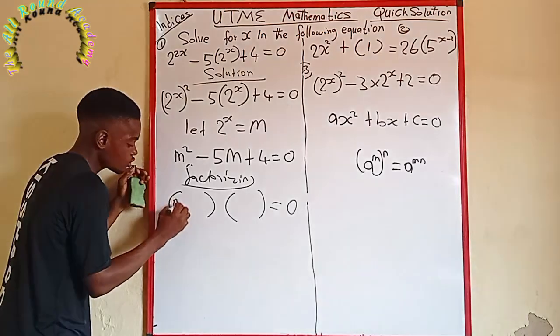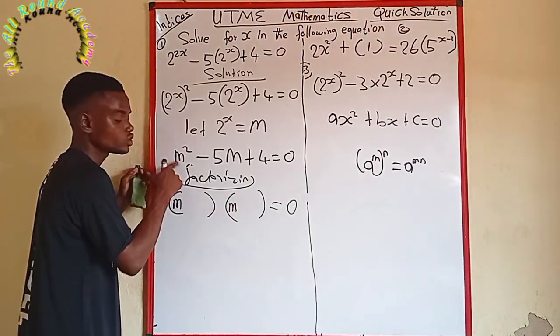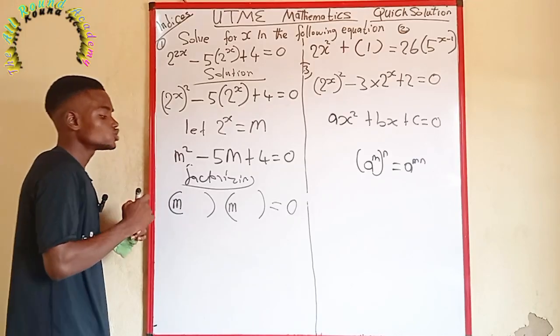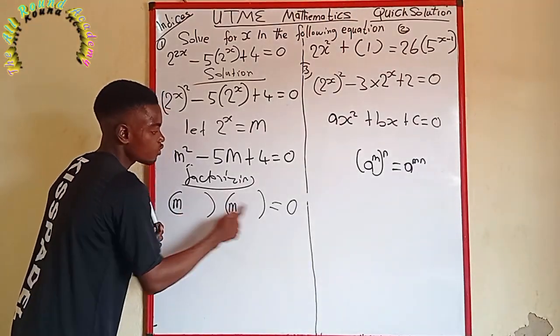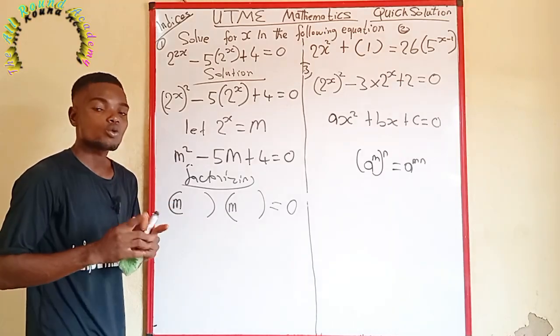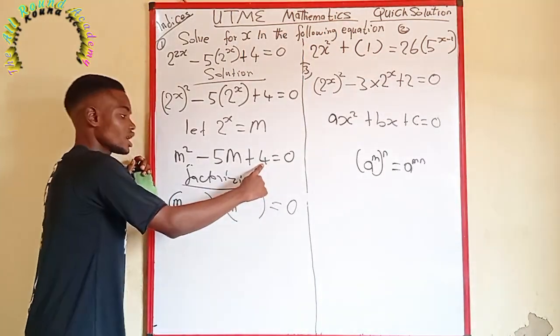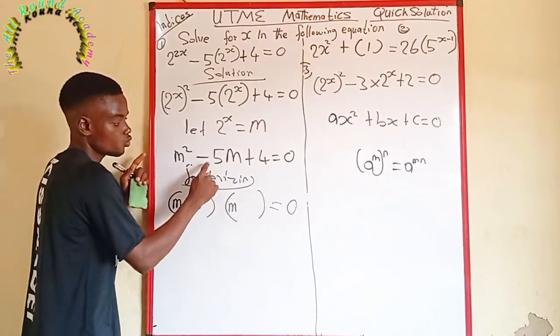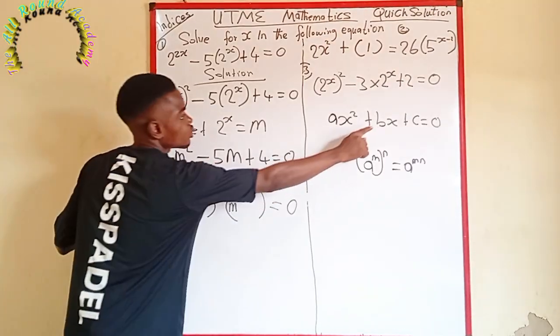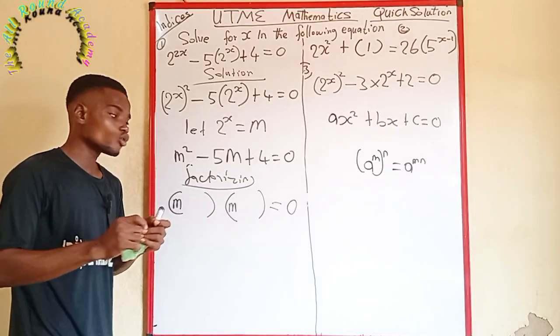Now, if I say m to be here and m to be here, m multiplied by m gives me m squared. Now, to fill this other space over here, what do we need to do? We need to look for a number. Once we multiply that number, we get this constant here. And if we add those numbers together, we get the middle coefficient, which is b.